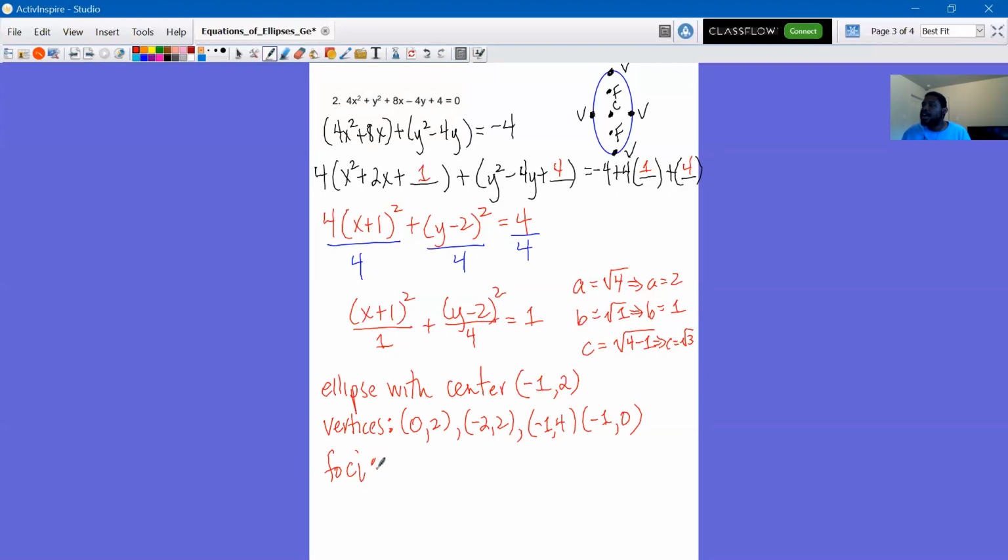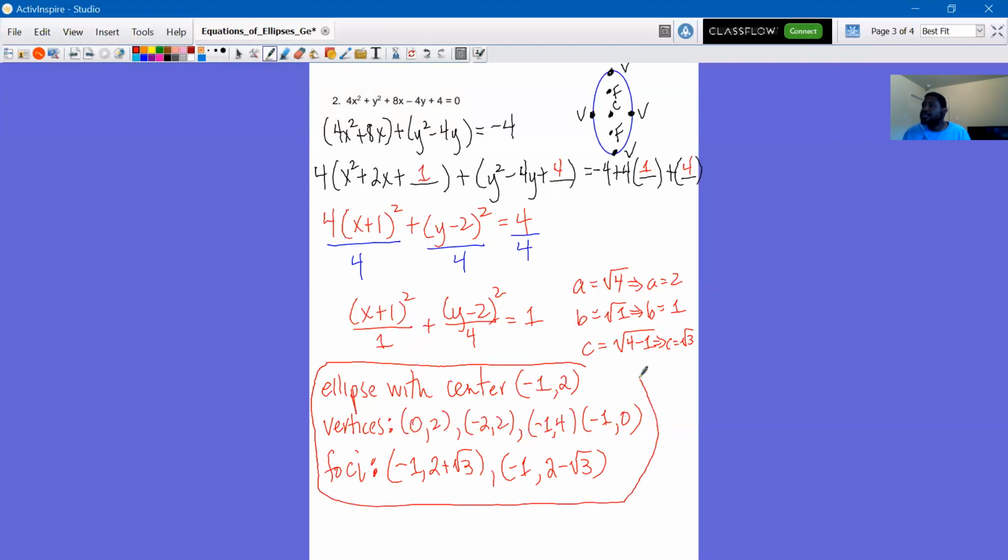For the focus points, the foci, what I want to do is add C to the y coordinate of the center. That gives me -1, 2 plus square root of 3, and then I'm going to subtract C from the y coordinate of the center as well, which is -1, 2 minus square root of 3. And that will be the description of the ellipse.